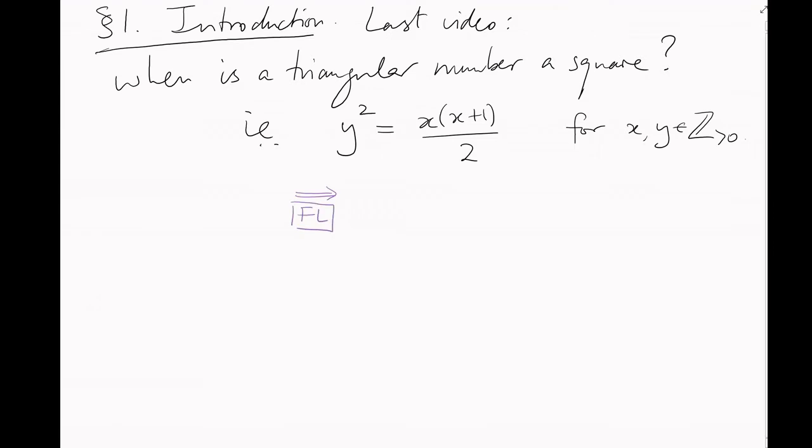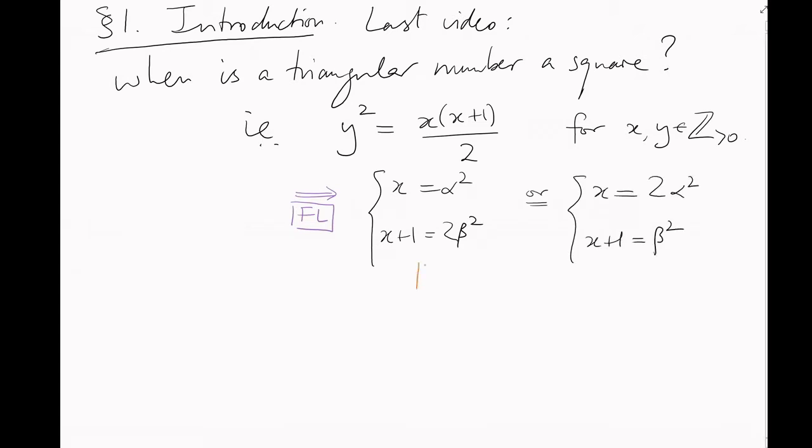Use the fundamental lemma to split this into two cases. One where x is a square and x plus 1 is 2 times a square, and another the other way around. And then in each case, eliminate x to get a relationship between the two squares. This relationship in both cases was exactly Pell's equation, which we have previously learned how to solve.